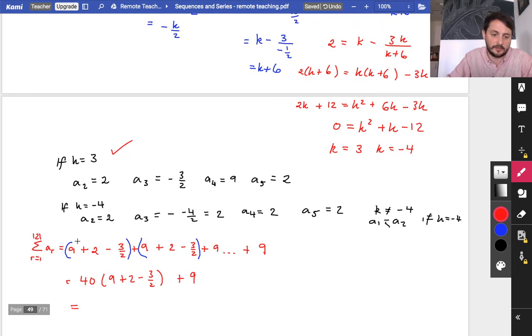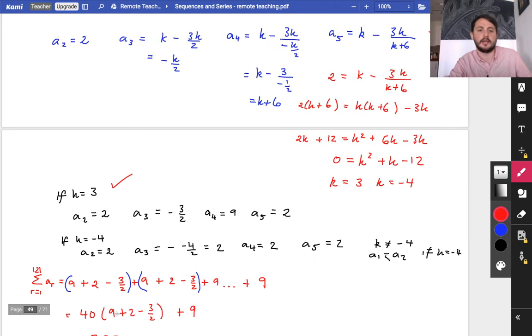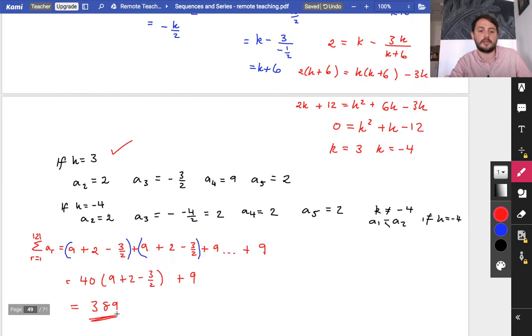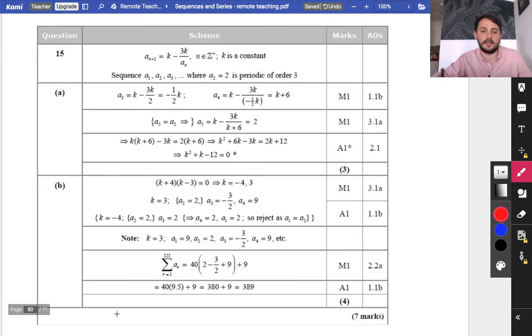Remember, we had to go back to find out what a1 was, and we did that knowing that it was a repeating kind of pattern. So that's 9 plus 2 minus 3 over 2, multiplied by 40, plus 9, and you get the answer 389. Okay? Let's see if that is correct. It is. Great. So we rejected this one as well. Looks like we've done everything that's correct in this bit.